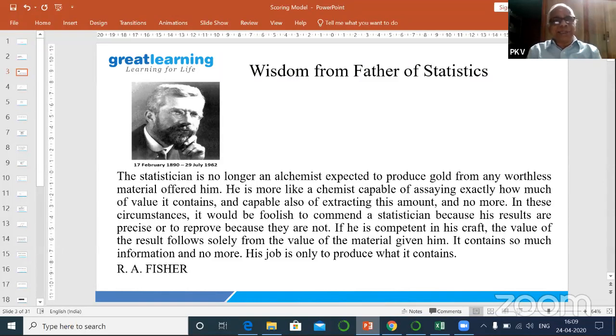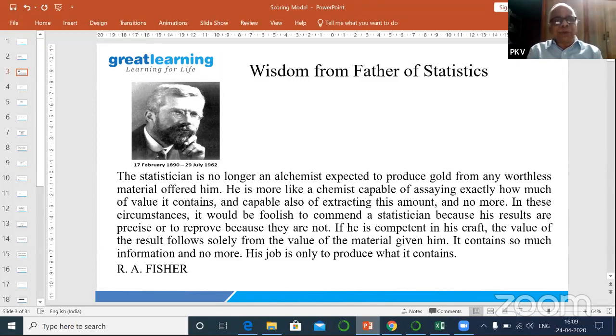And therefore, under these circumstances, it is foolish to commend a statistician because his results are precise, or condemn the statistician because the results are false. The statistician is only to produce what the material contains, the value of the data.